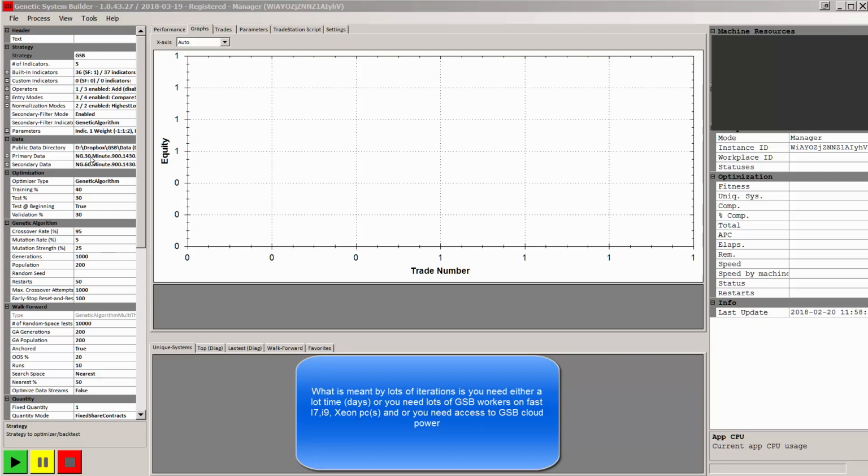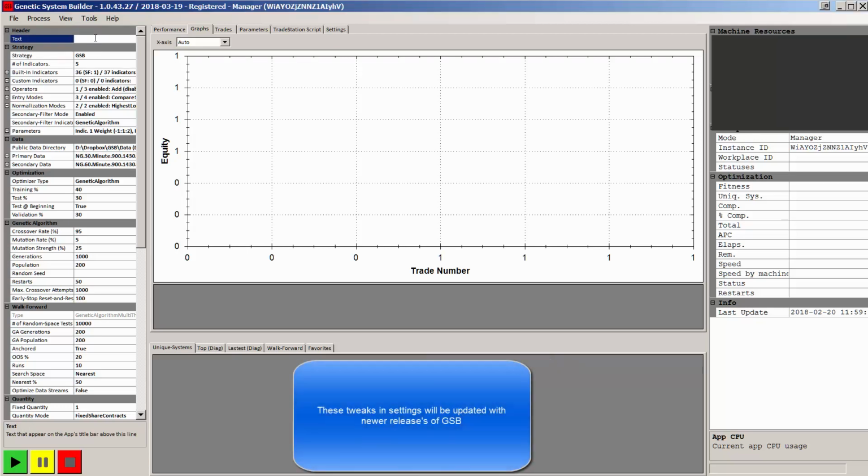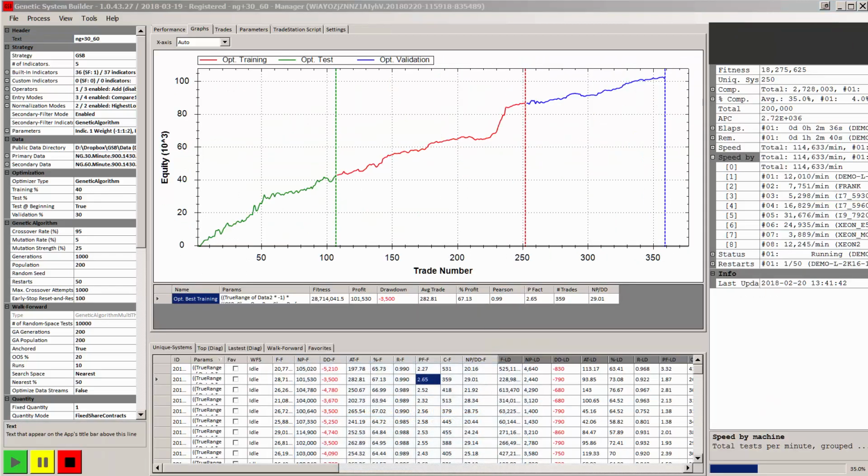So I'm using natural gas 30 minutes for your primary data field, and for your secondary data I'm using 60 minutes. There's a few minor tweaks in the settings since the crude oil, and I've got this running on GSB cloud. We've now been running for an hour and a half, and I'm going to stop GSB and look at the amount of systems we've had.